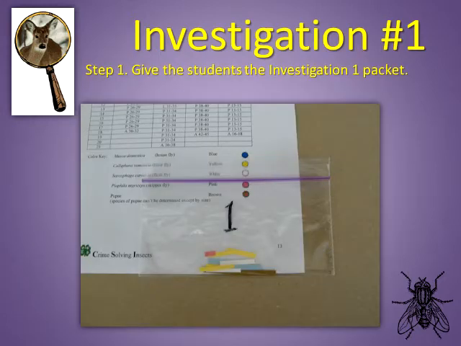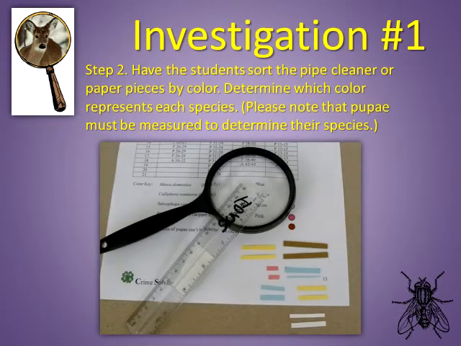Step 1. Give the students the Investigation 1 packet. Step 2. Have the students sort the pipe cleaner or paper pieces by color. Determine which color represents each species. Please note that pupae must be measured to determine their species.